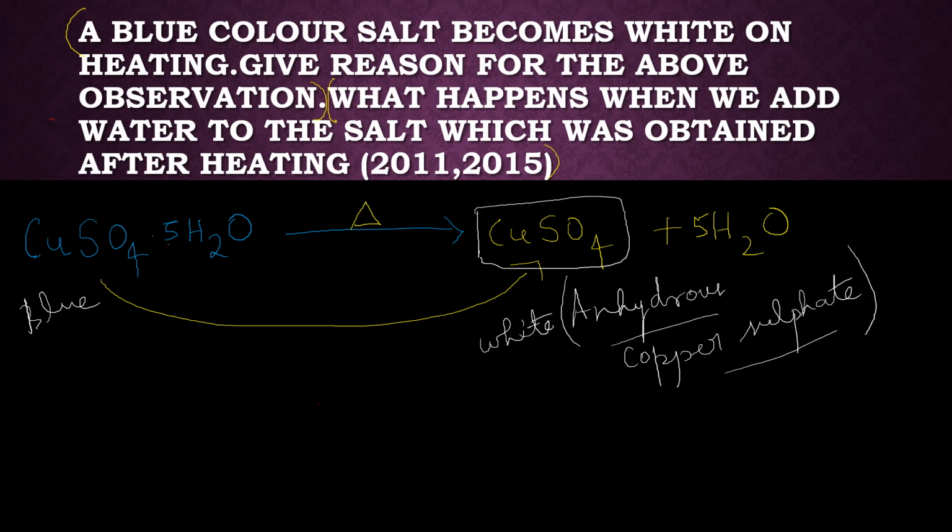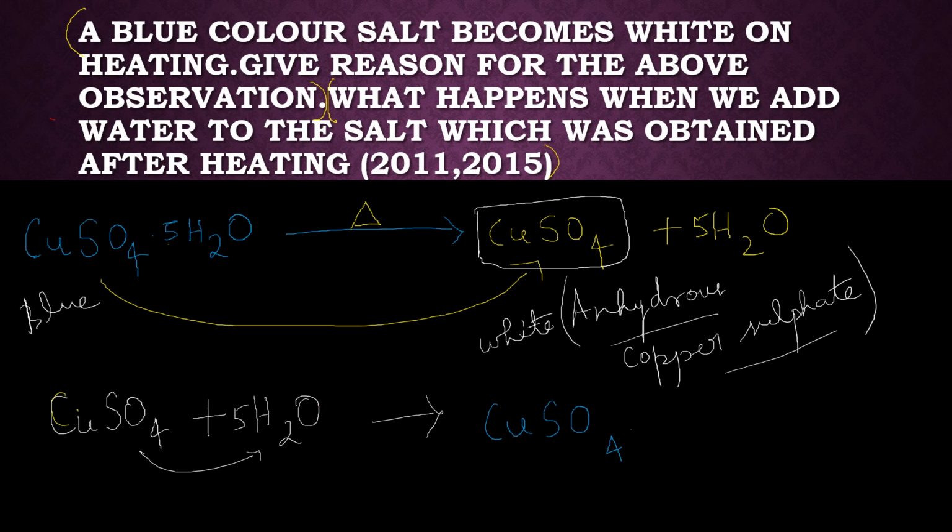What will happen if a white colored anhydrous copper sulfate is white in color, right? Now again, if you add water to it, what will happen? We're just adding water to it. Again, it will combine and form a blue color solution or a blue color salt. It's nothing but blue vitriol. It's another name for hydrated copper sulfate, right?